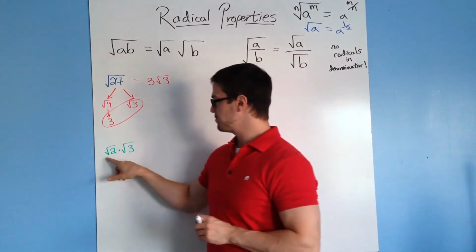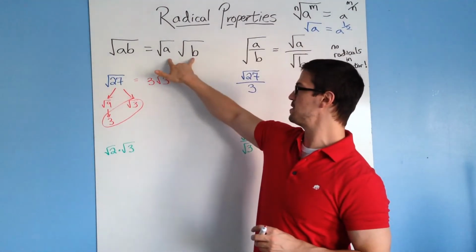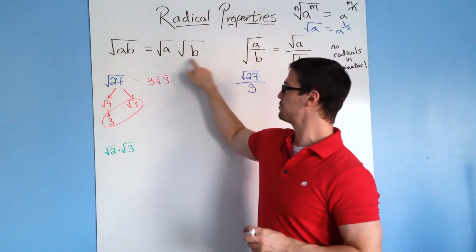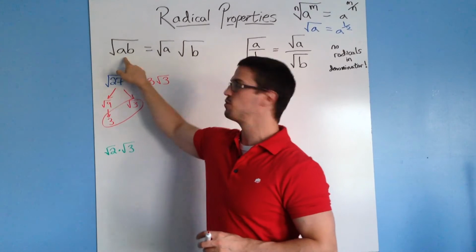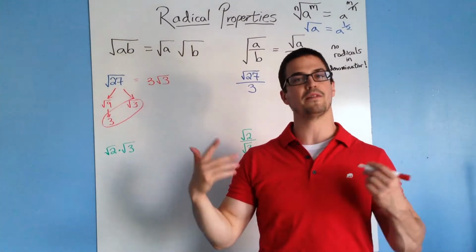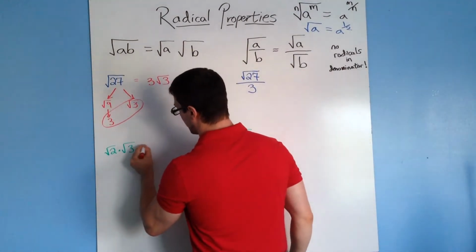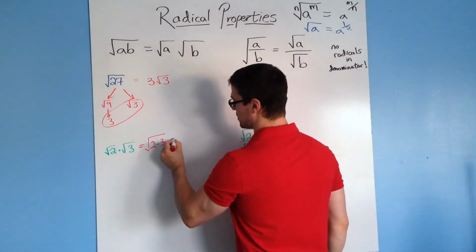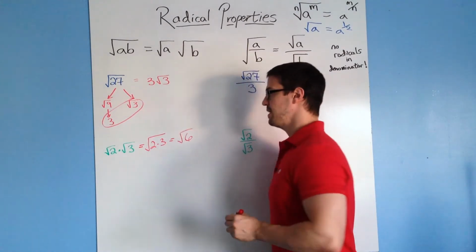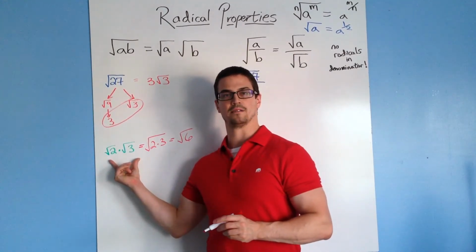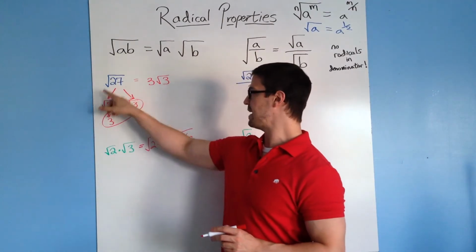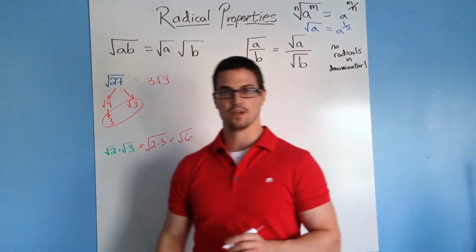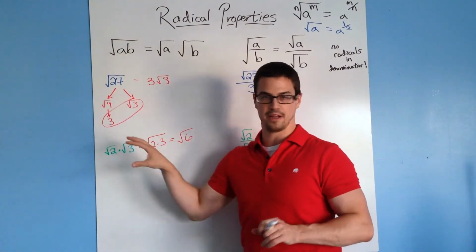In the second example, it says root 2 times root 3. So I'm going to use this part of it. So it's root 2 times root 3, like root a times root b equals the root of the product. So you're going to multiply the 2 and the 3 together. So then you'll get root 2 times 3, which is equal to root 6. Now neither of these roots can be simplified. They're both prime numbers. They don't break down like this 27 did. So you just combine them like this, and you get root 6. Okay, so that's the multiplication property of radicals.